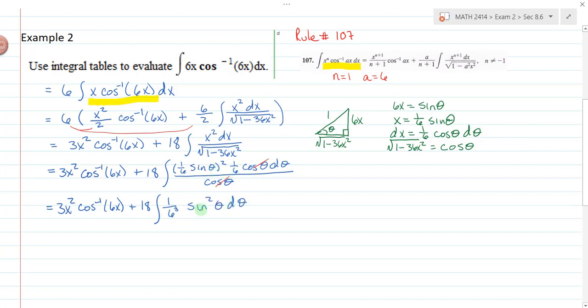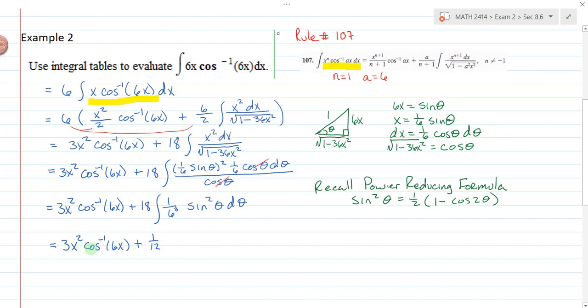How do you integrate a sine squared? What can we do there? We can use the power reducing formula on this. So this part came down, and then if I take 18 and divide it by the constant 6 to the third, I end up with 1/12. And now I've got the integral of 1/2 times 1 minus cosine 2 theta d theta. So that means I can pull the half out, and that would make this 1/24.